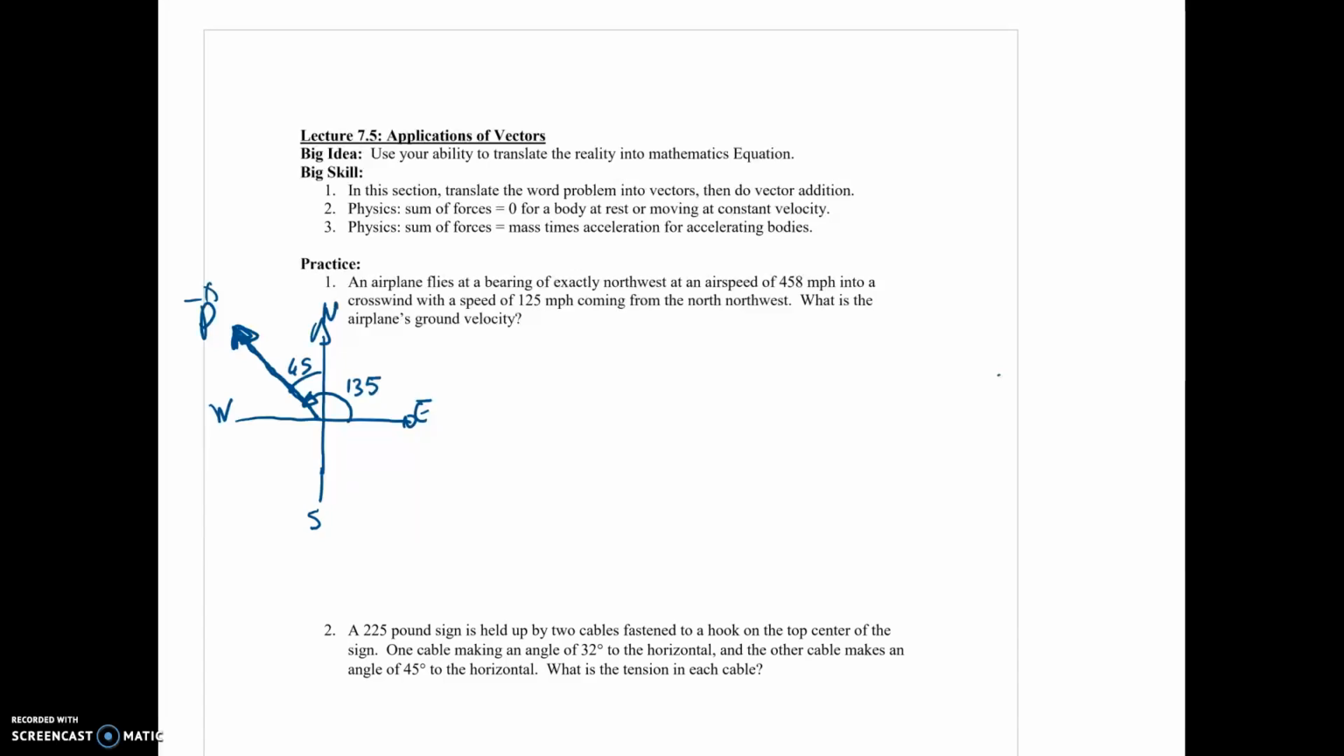Now, it's going toward a crosswind, and this crosswind with a speed of 125 miles per hour coming from north-northwest. So basically now, if I have a second representation for the crosswind, I'm having coming from north-northwest, and that would be the representation of this speed of 125 miles per hour.